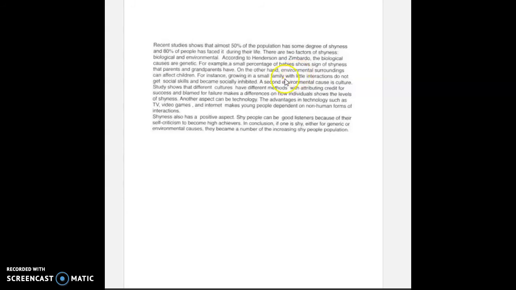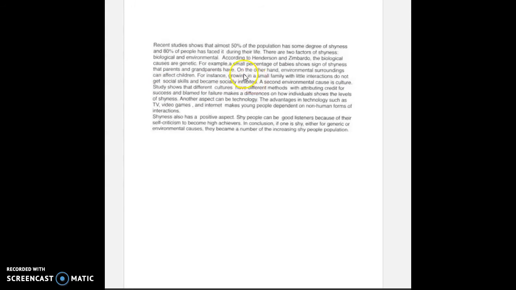On the other hand, environmental surroundings can affect, okay, we're not talking about how they affect children. We're talking about how they affect or cause shyness, okay? For instance, growing in a small family with little, okay, interactions would take the determiner few, not little interactions, few interactions. Do not get social skills and became socially inhibited.